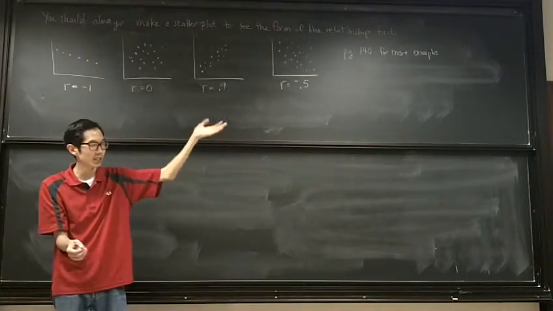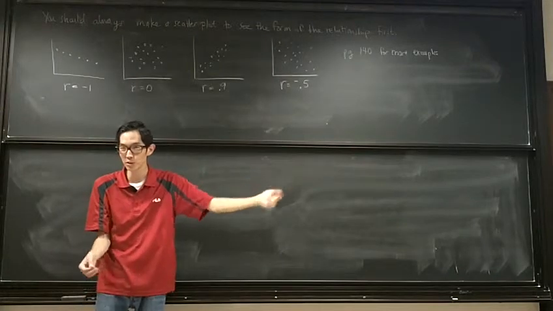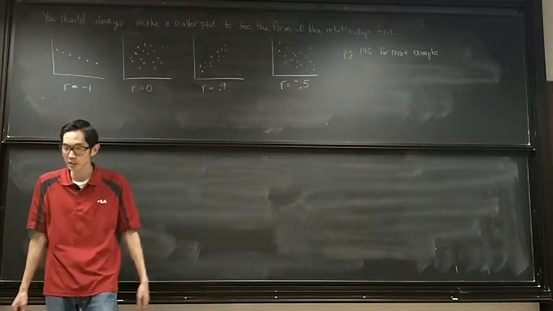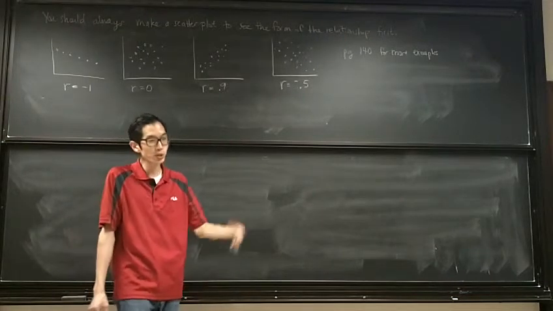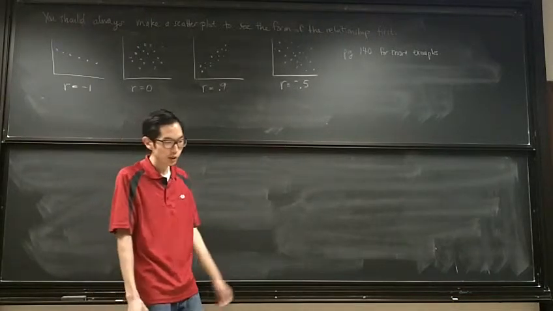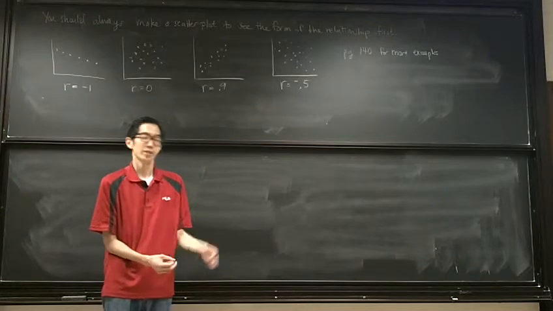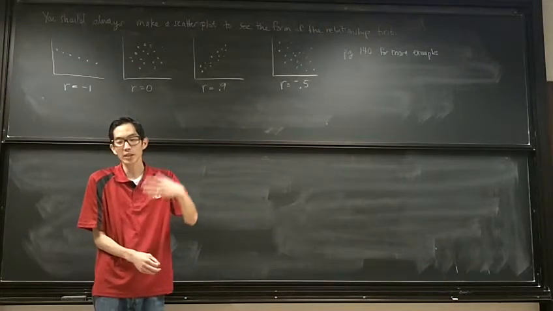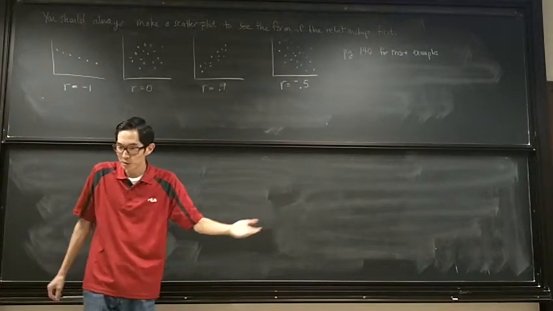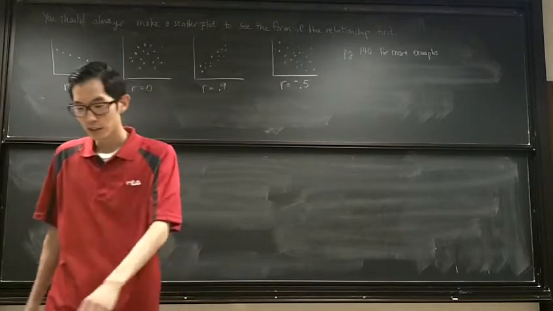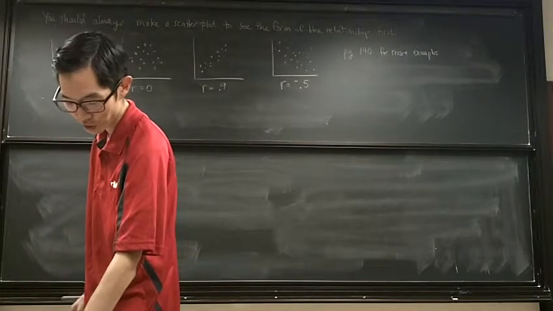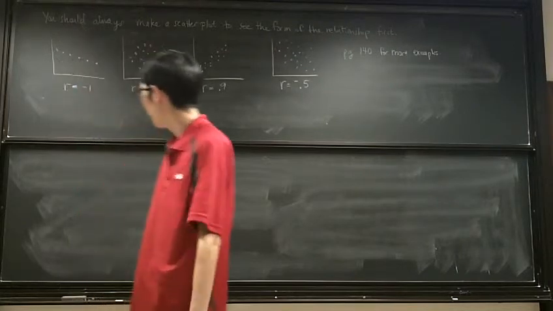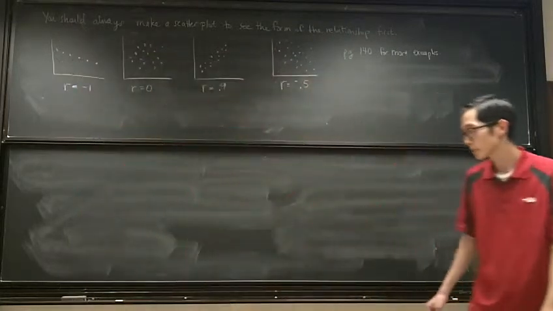StatCrunch will do it for you. Even Microsoft Excel can do it if you know the proper command. And the computer will calculate the correlation coefficient for you. And so I will not ask you guys to try to find the correlation coefficient by hand. I think it's not the best way to use your time here.